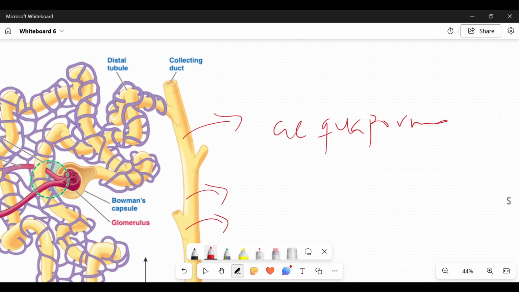So anytime you are dehydrated, these aquaporins, as a result of the release of ADH, would cause water to be conserved. That is why it is not all the filtrate or the volume of filtrate that is formed that ends up as urine. So this brings us to the end of this video. Next, I'll talk about factors that regulate glomerular filtration rate.